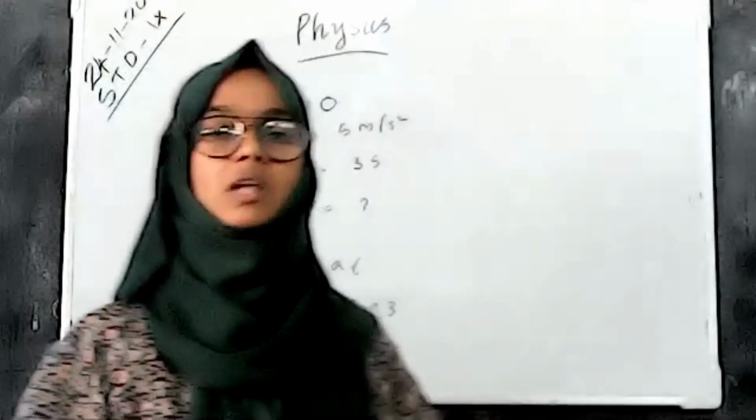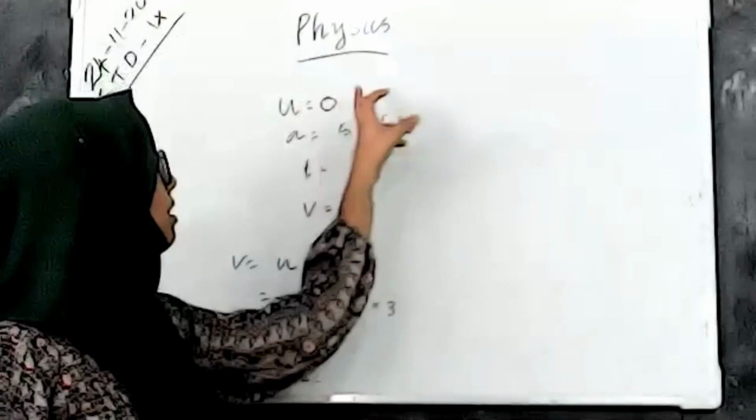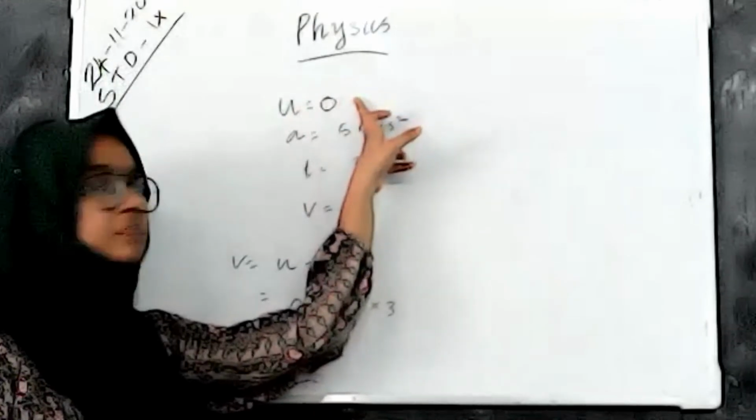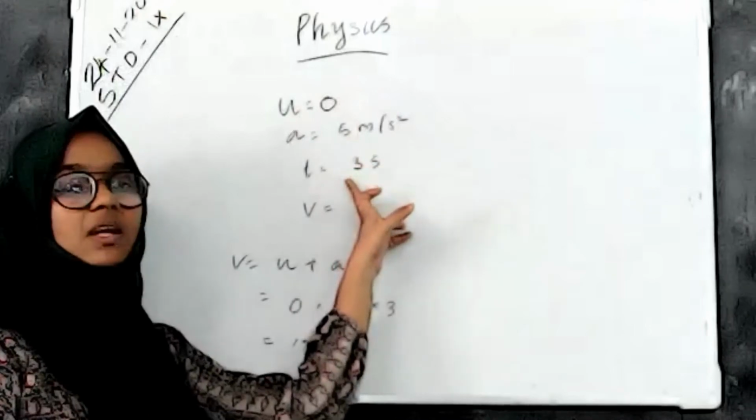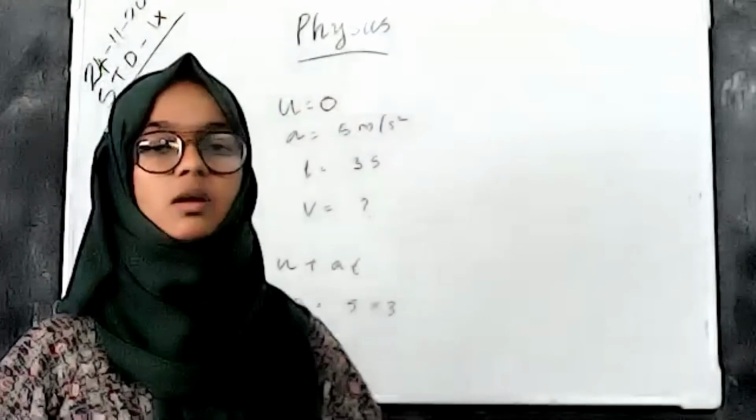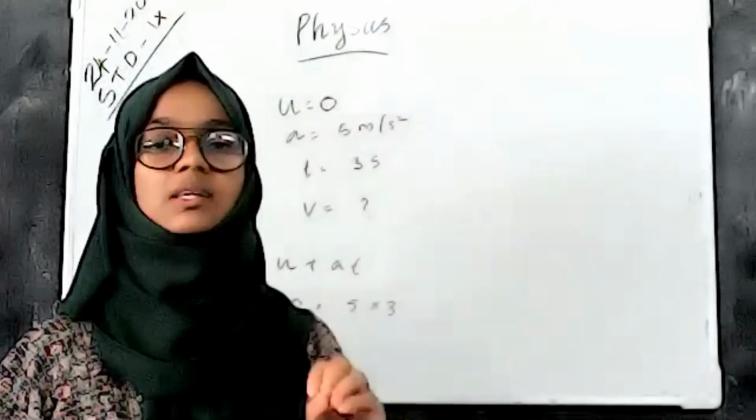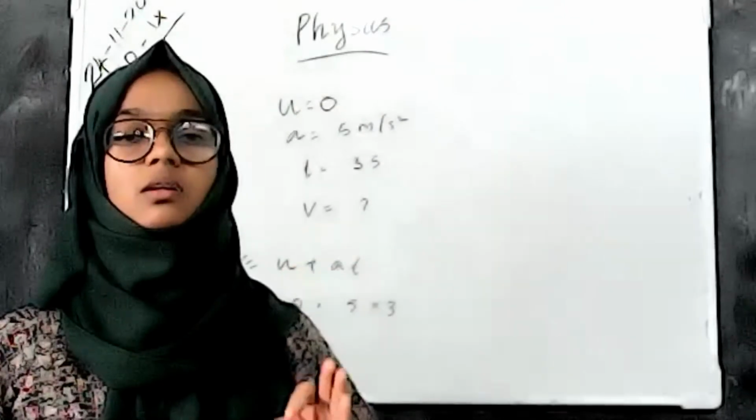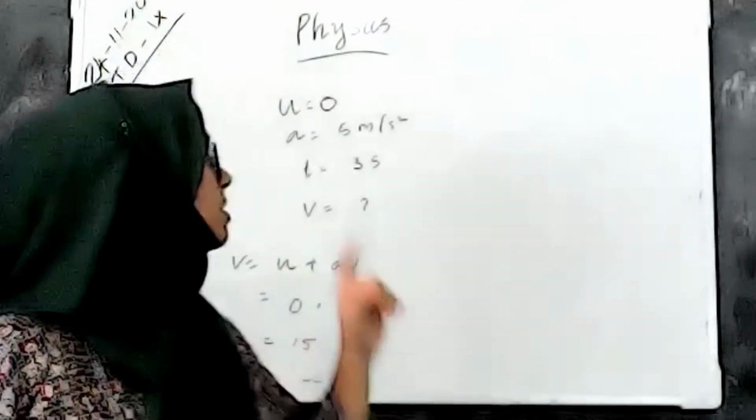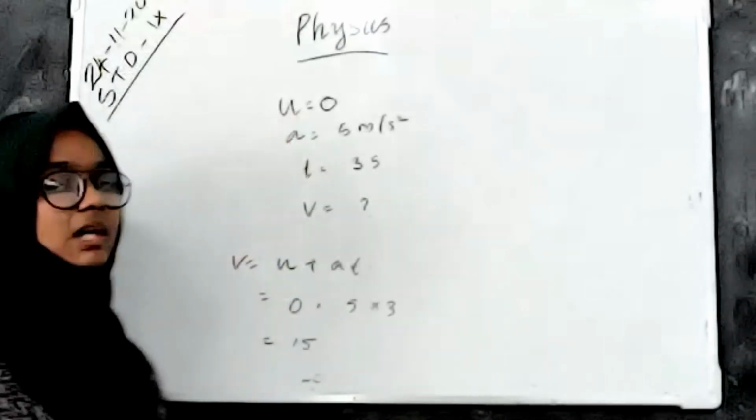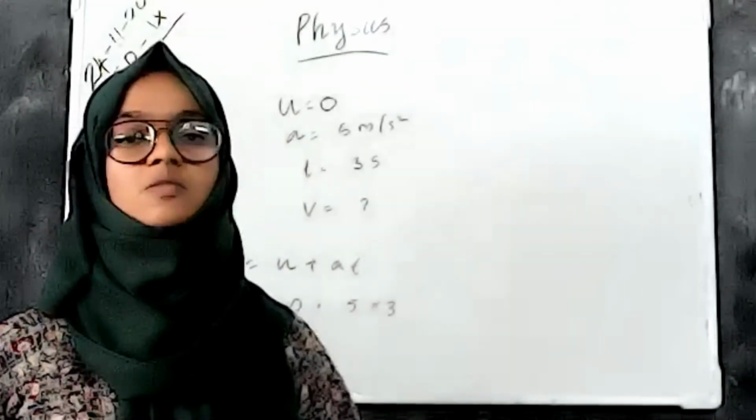So the given values are the initial velocity, which is 0 because the body is at rest, the time taken is 3 seconds, and the acceleration is 5 meter per second square. So the given values are in terms of U, A, T. Take the relation from Newton's equations and use that equation to solve this problem.